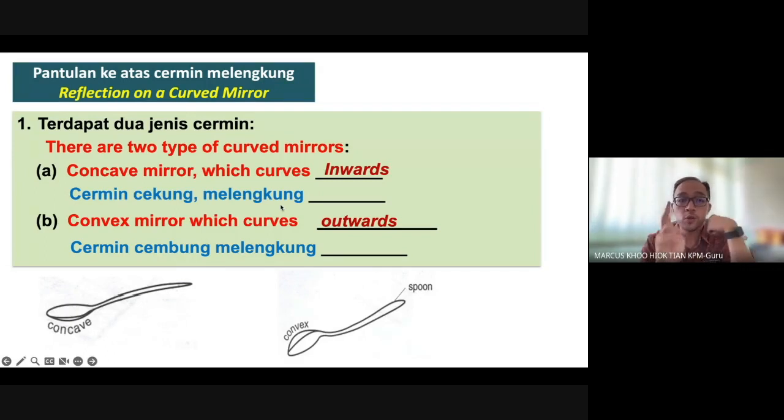Yesterday we learned two types of lenses, the convex lens and the concave lens. So it's slightly different. But this is a concave mirror and a convex mirror. First thing you need to know is which curve is the concave and which one is the convex. Tempat kau letak nasi is the concave mirror, the other side is the convex mirror. That's point number one.